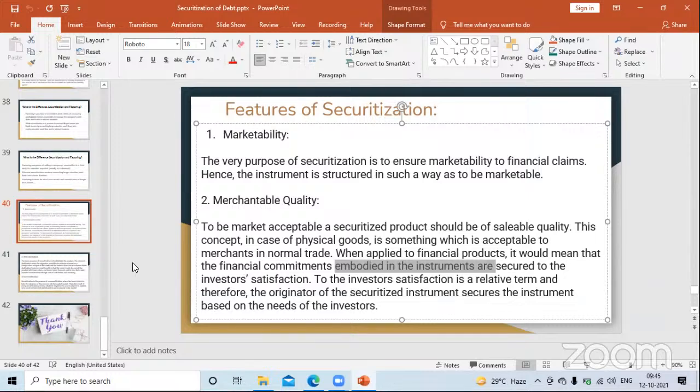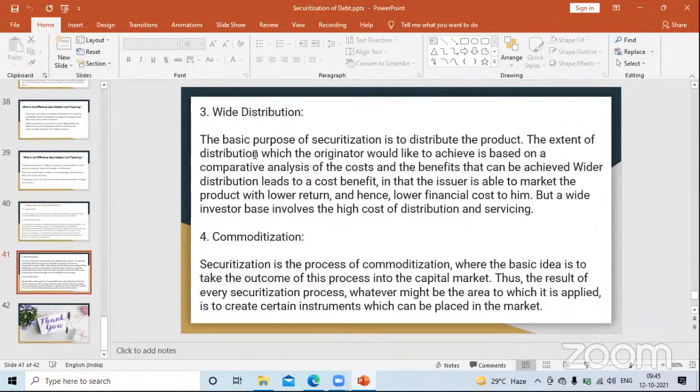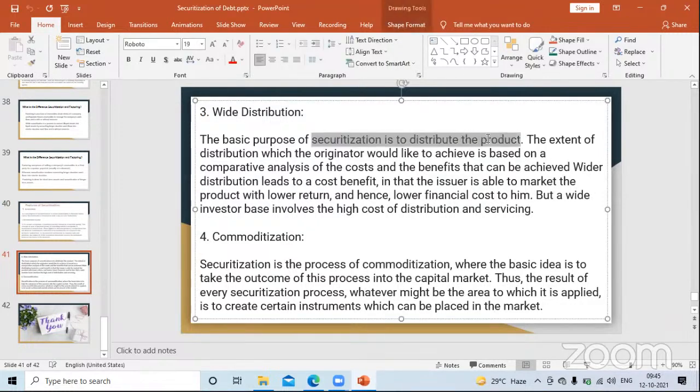Okay. Next, you have wide distribution. These products can be distributed widely. Why? Because you have achieved a factor which is known as conversion of assets into securities. So that can be issued at a larger level in the market. It is traded in the secondary market. So anybody can buy and sell it according to their investment objectives.